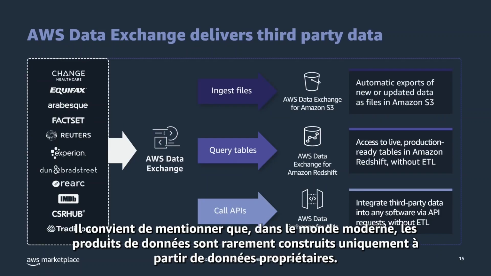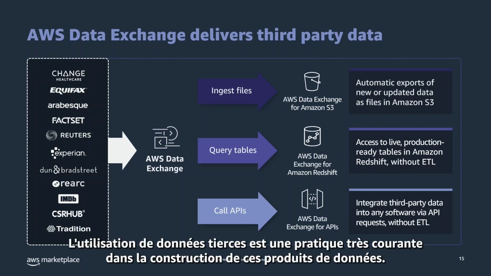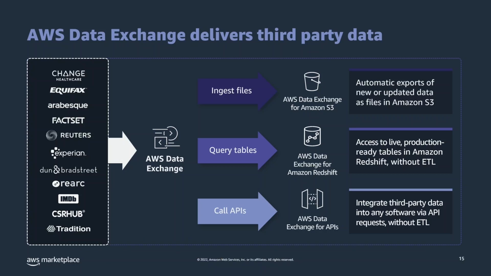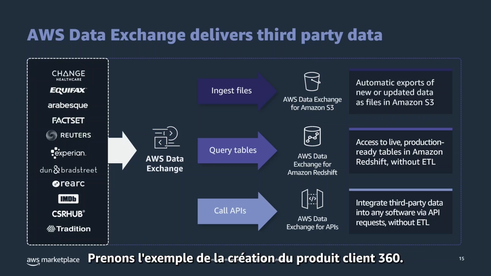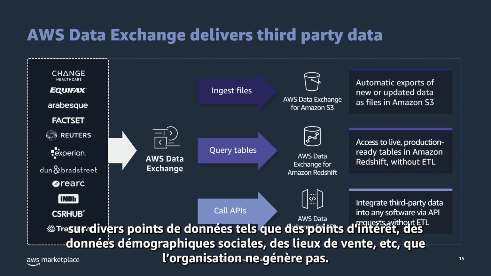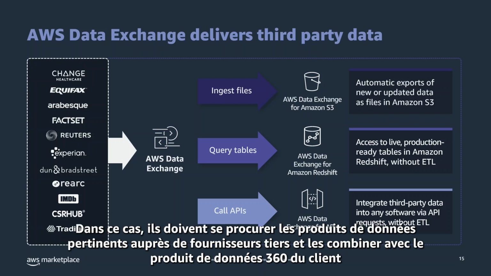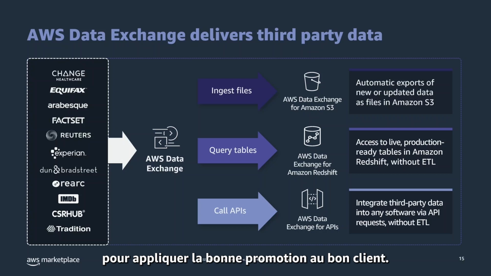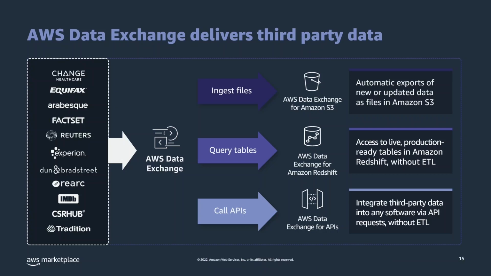It is worth mentioning that data products in the modern world are seldom built solely on first-party data. Using third-party data is a very common practice in building these data products. For instance, take our example of building a customer 360 product. If the insurance company wanted to create personalized promotions and offer customers discounts on different retail products, they would need to rely on various data points like points of interest, social demographics, retail locations, etc., which the organization might not be generating by themselves. In this case, they would need to procure the relevant data products from third-party providers and combine them with the customer 360 data product to apply the right promotion to the right customer.